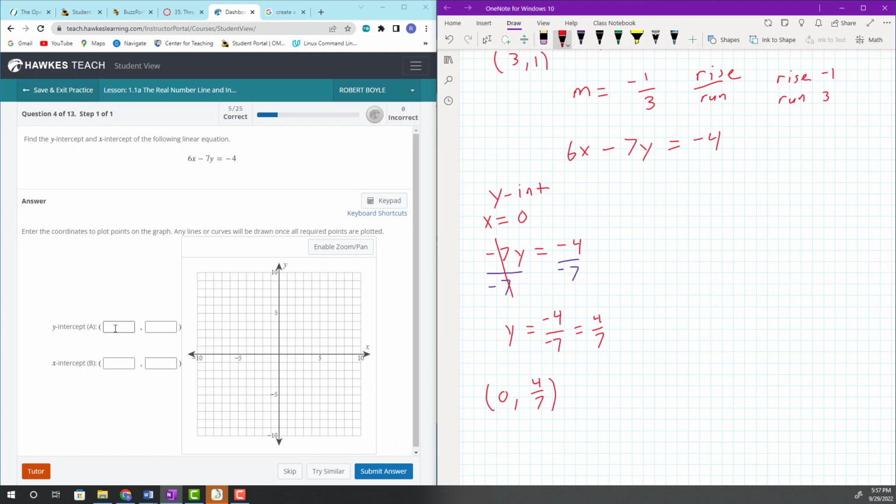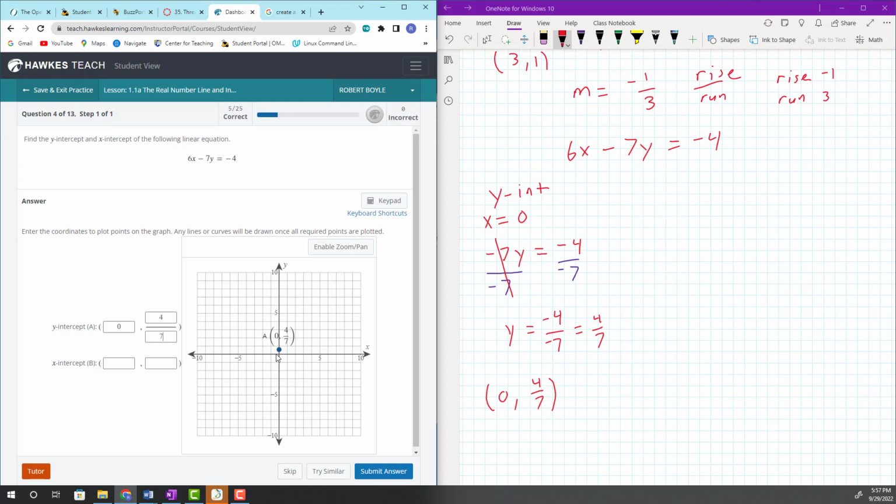And let's go ahead and put that in here. X is going to be 0. Y is going to be 4 divided by 7. 4/7. And there's your point. Notice that the y-intercept is on the y-axis. And that should make sense because that is the point where this thing will cross the y-axis.